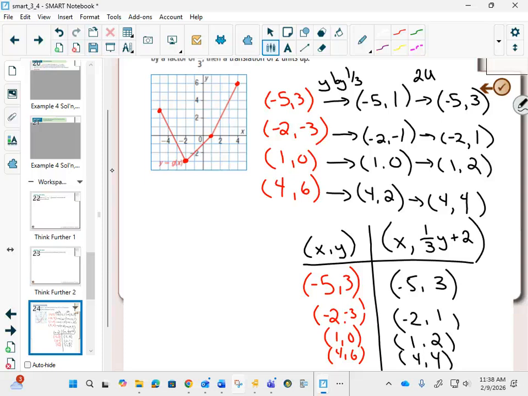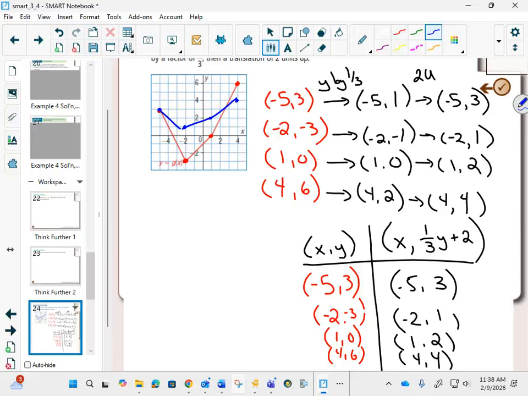But now I can take these points, -5, 3, and I'll draw them in blue. That's a blue point there. -2 and 1, that would be there. 1 and 2 would be there. And 4 and 4 would be there. Connect our dots. Do I add arrowheads? No. There was no arrowheads on my original graph. No arrowheads on my final graph.